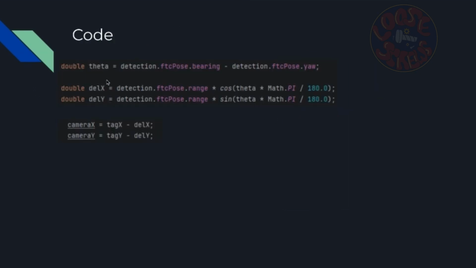So in code, it looks like this. We define a double theta to be equal to the bearing minus the yaw. And we can define change in X to be R times the cosine of theta, and change in Y to be R times the sine of theta. And we can denote camera X as the X position of our AprilTag minus the change in X, and camera Y to be the Y position of our AprilTag minus the change in Y.